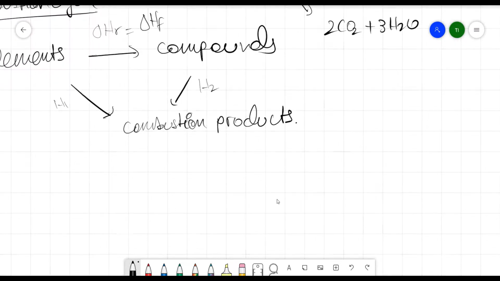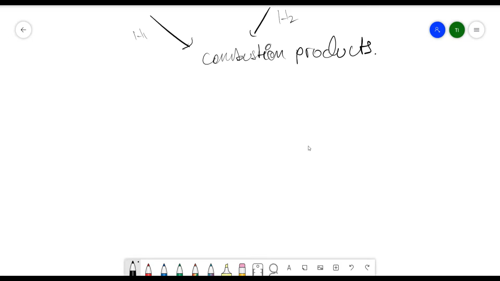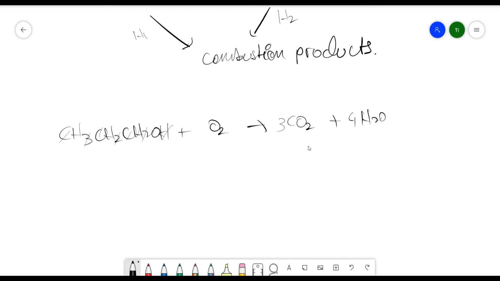So let's take another example and convert it into the combustion cycle form. Ethanol, not ethanol, sorry, propanol, CH3CH2CH2OH, propan-1-ol plus O2 gives you carbon dioxide plus water, right? There are 3 C's and 8 H's, so 3 times 2 is 6, 6 plus 4 is 10, so 5 O2, right?